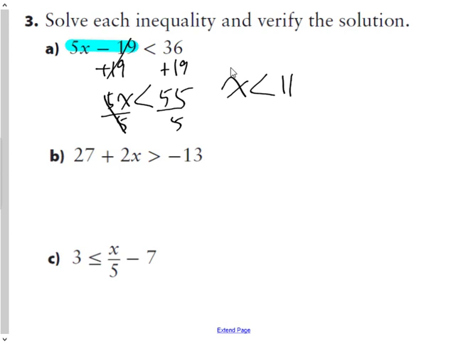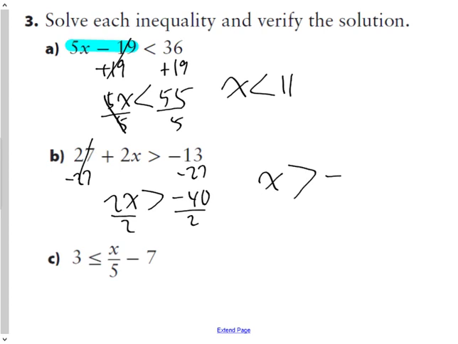In the second example, get rid of your constant first. 2x is greater than negative 40. Divide by 2 and divide by 2. Any value that's greater than negative 20 will allow this expression to be greater than negative 13. Okay? And we could check that.